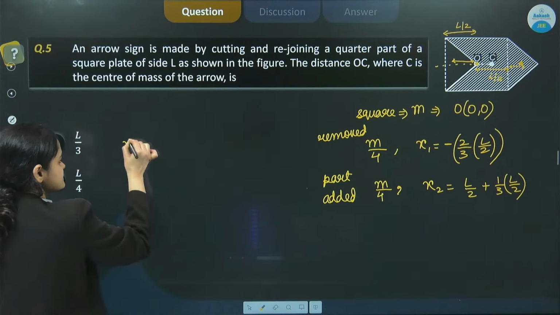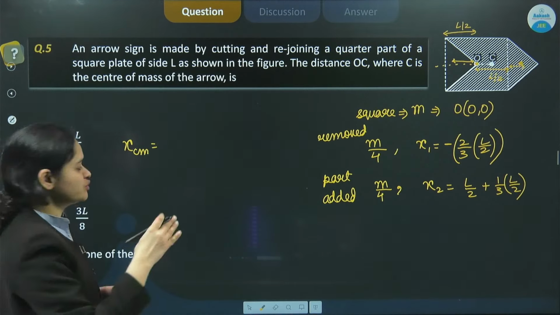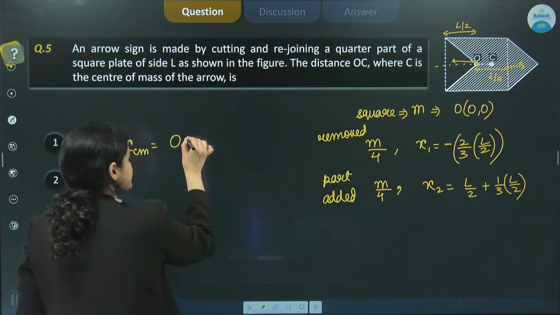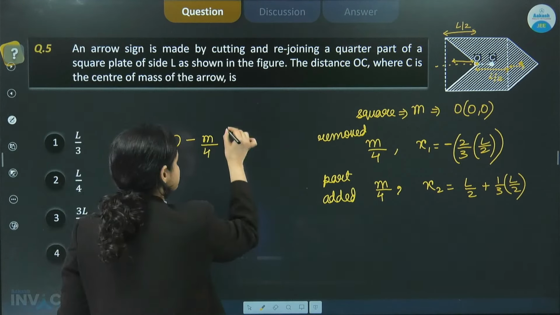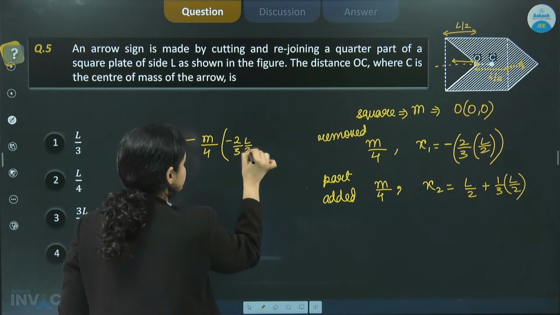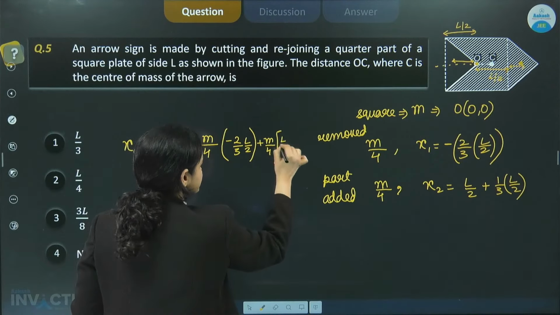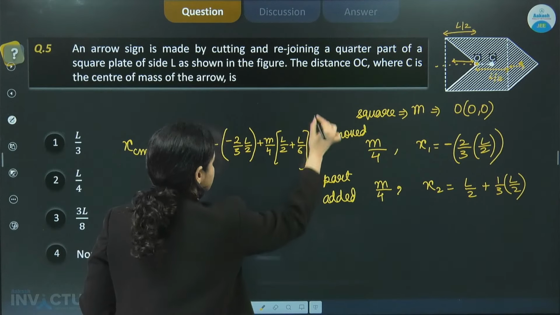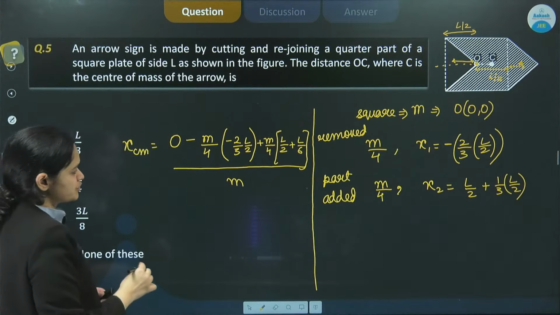Now since the x-axis is the axis of symmetry, the shift is going to happen only along the x-axis. So this gives m1 x1 minus m by 4, minus because it has been removed, times 2 by 3 times L by 2, plus m by 4 times L by 2 plus L by 6. And in the denominator we get the total mass m.